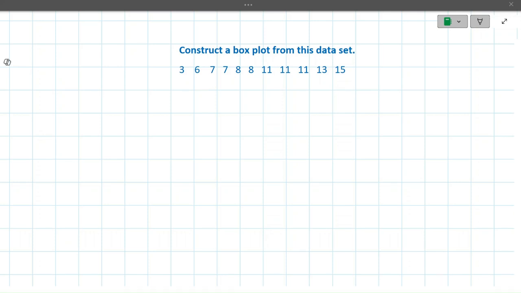It's your friendly math tutor, Miss C here, and today we are constructing a box and whisker plot from two different data sets. We're starting with this data set that has no context. We're just going to practice the skills.